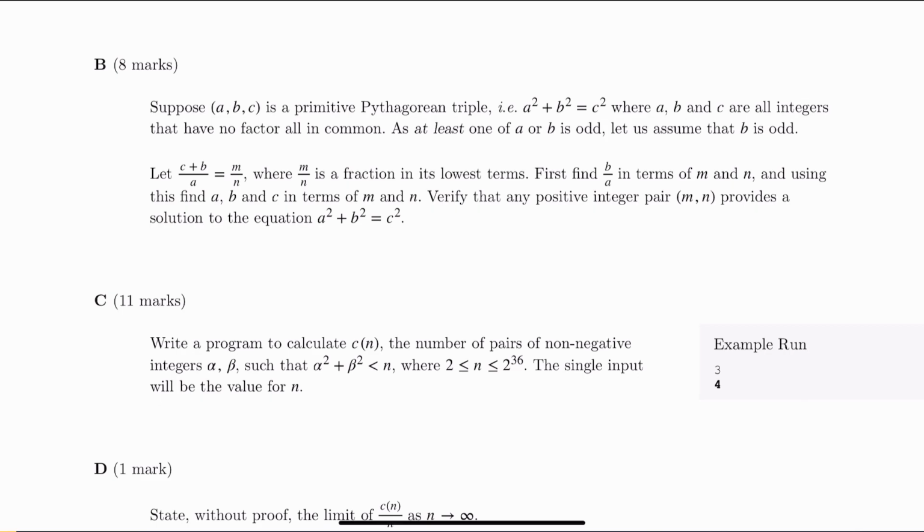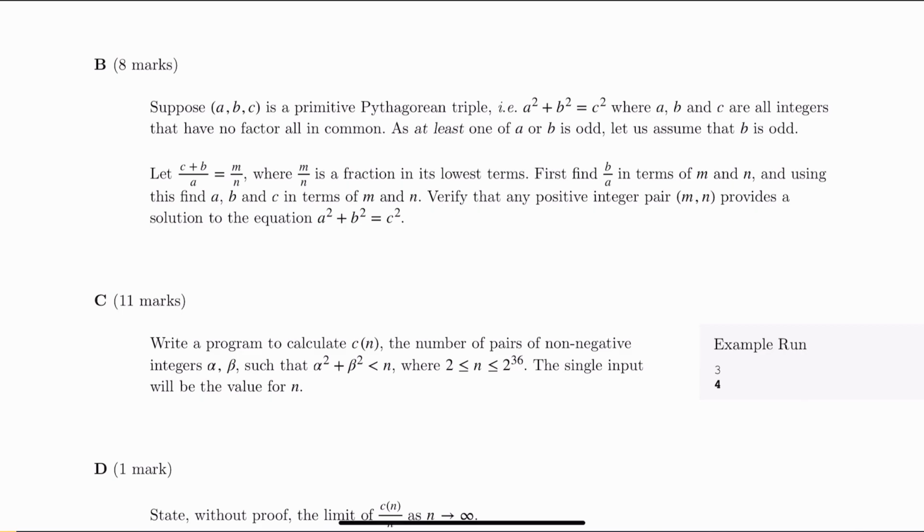Remember that if a and b were both even, then c would be even too. Then a, b, and c would all have a common factor of 2, but that would mean it's not primitive because they have a factor in common. So naturally one of them has to be odd.